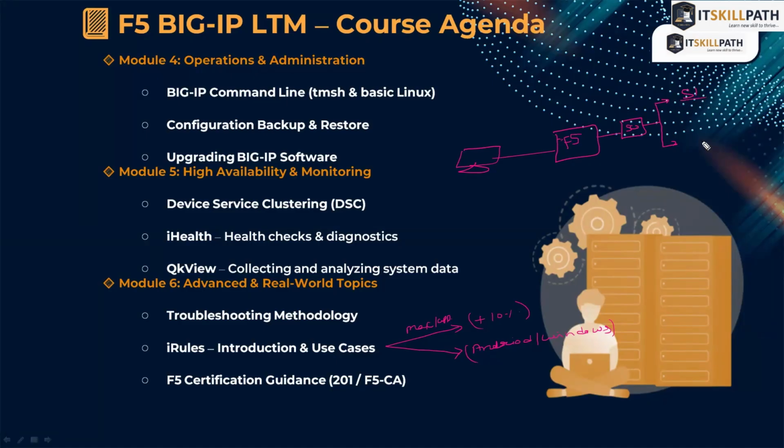Let's suppose there are two servers in the backend. What does F5 do? What is the primary role of LTM? Anyone aware of it? Local Traffic Manager? Distribute the traffic among the servers. Yeah. If traffic is coming, distribute the traffic evenly.